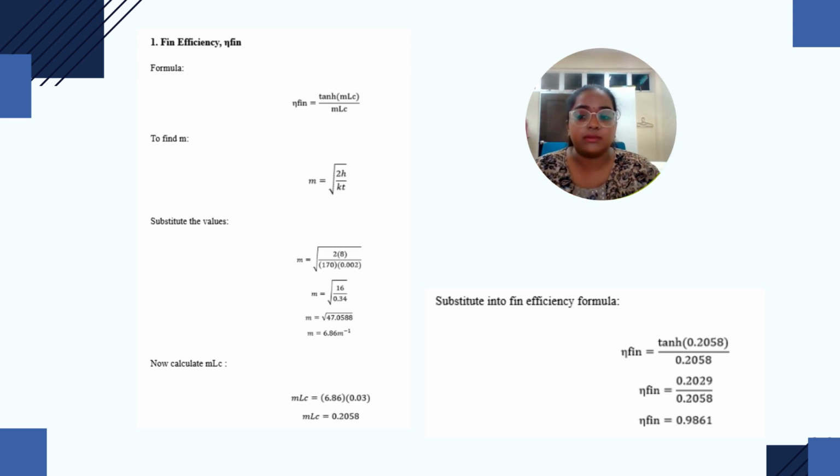Next, this value is multiplied by the corrected fin length, giving MLC equal to 0.2058. Finally, this value is substituted into the fin efficiency equation. The calculated fin efficiency is 0.9861 or approximately 98.6%. This result indicates that the fins are highly efficient, meaning almost the entire fin surface is effectively used for heat transfer. Therefore, the selected fin dimensions are suitable for dissipating heat through natural convection.